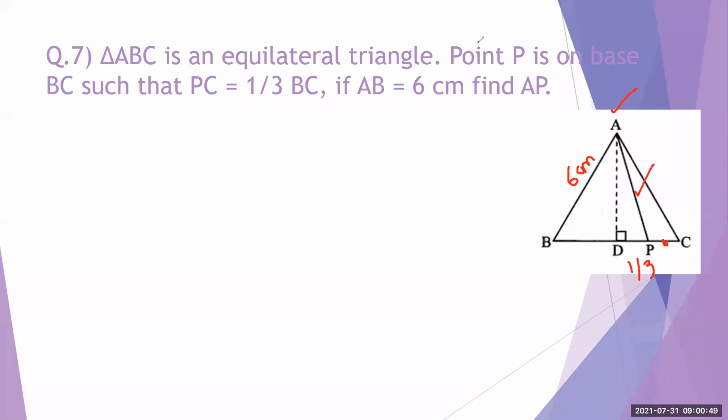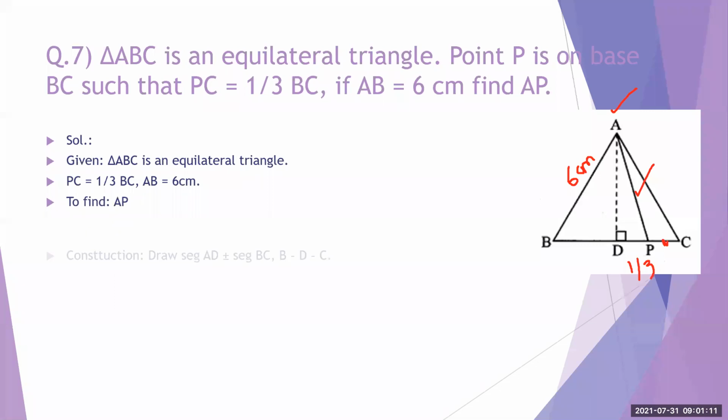Simply, here we have drawn an AD. AD is nothing but the height of the given figure. So firstly, we are writing whatever is given. Given triangle ABC is an equilateral triangle. PC is 1/3 of BC and AB is equal to 6 centimeter. Then we have to find out AP.